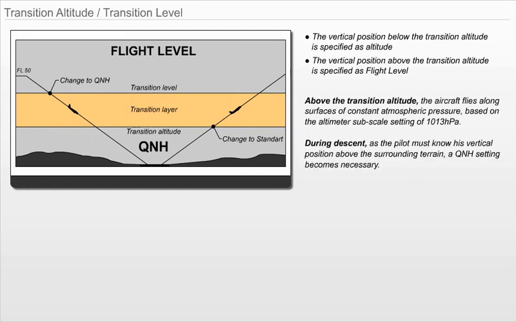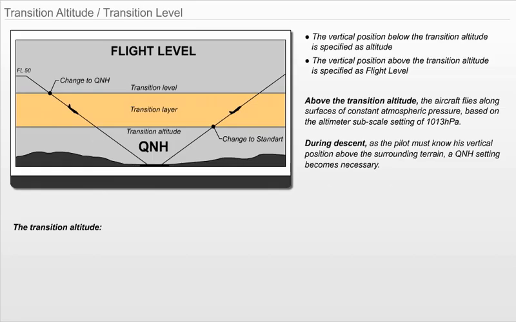During descent, as the pilot must know his vertical position above the surrounding terrain, a QNH setting becomes necessary. This information is made available to the pilot via the ATIS. The altimeter subscale setting has to be set from 1013 hectopascal back to the actual QNH.